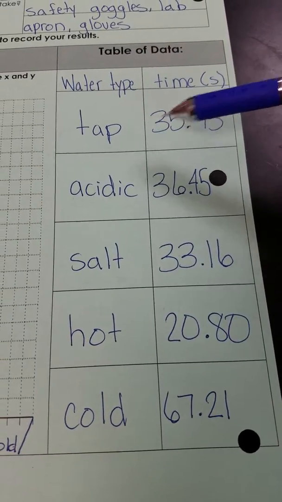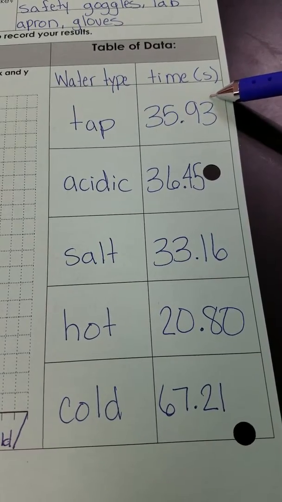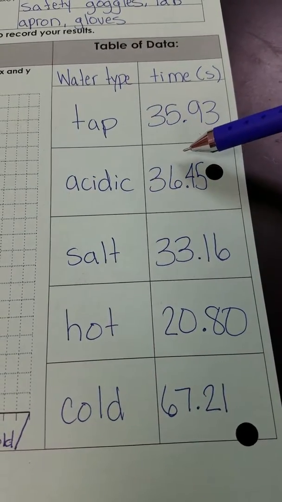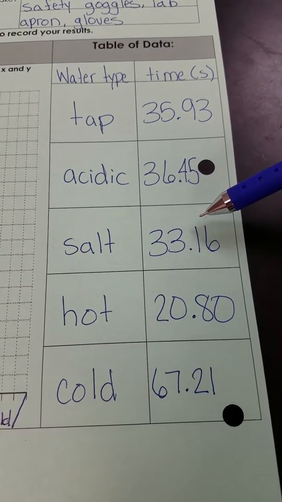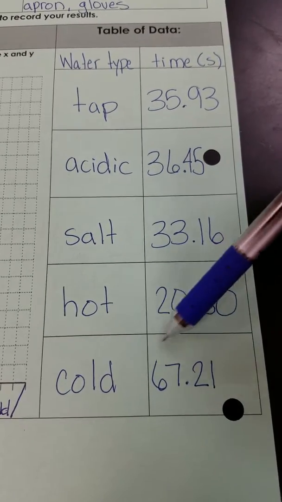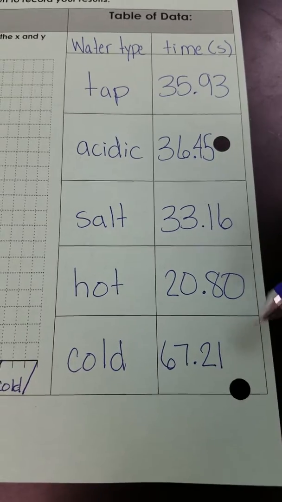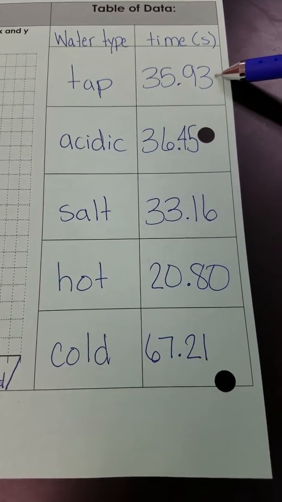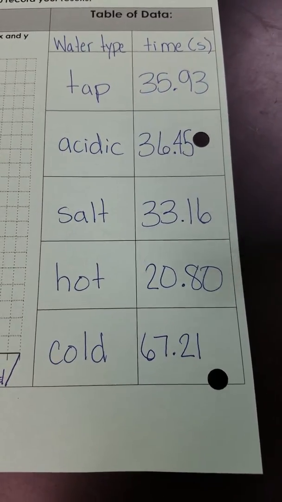Okay, so here were the results from our test. The tap water was at 35.93 seconds. The acidic water, 36.45 seconds. The salt water, 33.16 seconds. The hot water, 20.8 seconds. And the cold water, the slowest, at 67.21 seconds. So you can see how they compare to our control. Only the salt water and the hot water were faster. So it's very interesting. So now we need to make our graph.